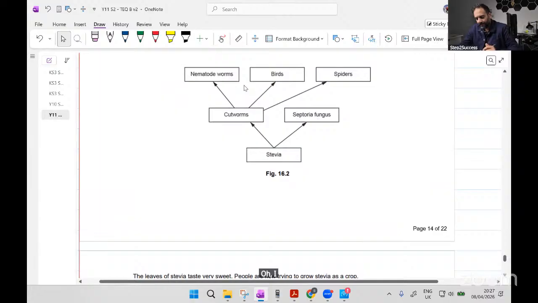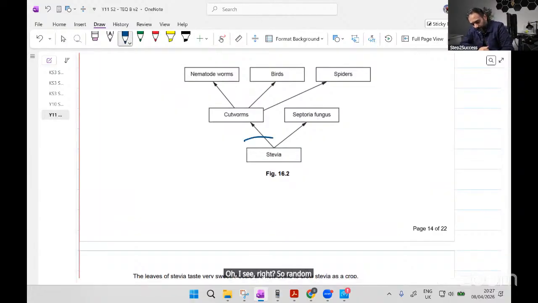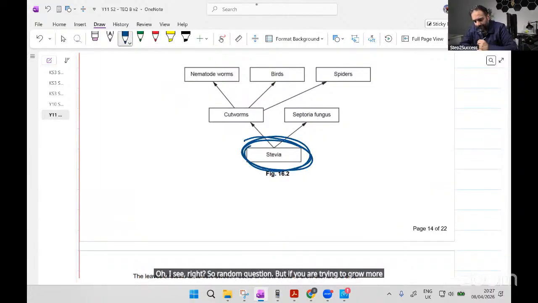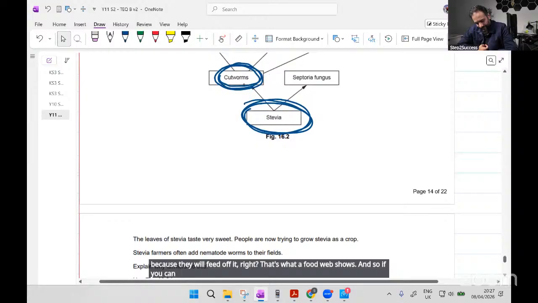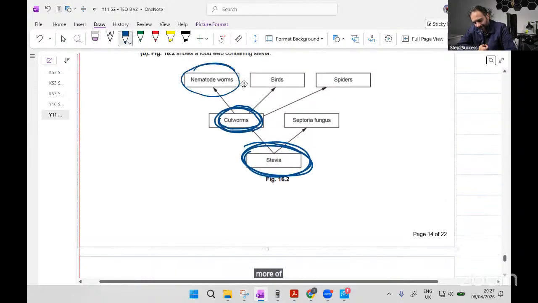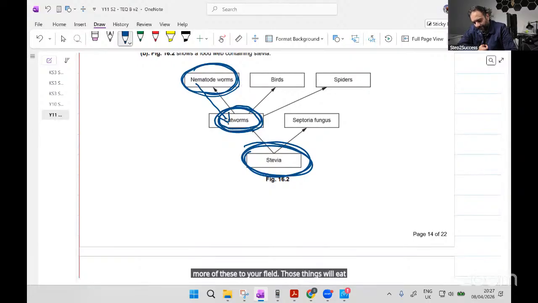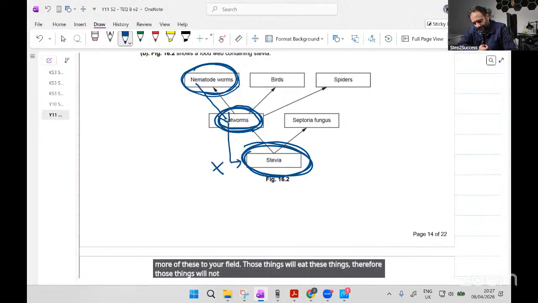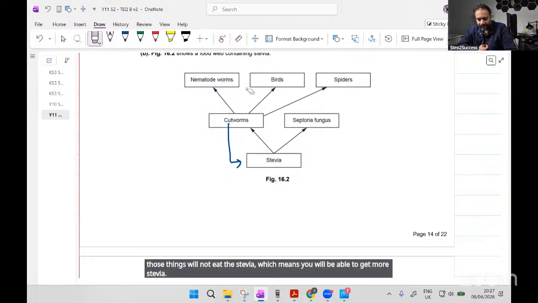Right, so random question, but if you are trying to grow more of this plant, what you don't want is for this plant to be eaten by these things here, because they will feed off it, right? That's what a food web shows. And so if you can add more of these to your field, those things will eat these things. Therefore, those things will not eat the stevia, which means you'll be able to get more stevia. Very unusual way of asking that question, but that's what it is.